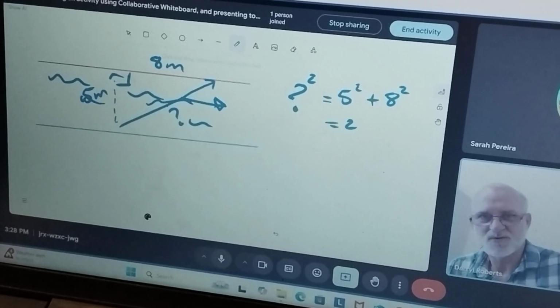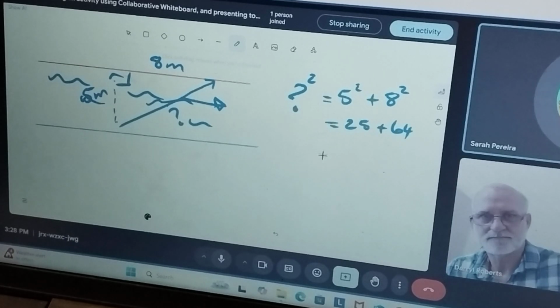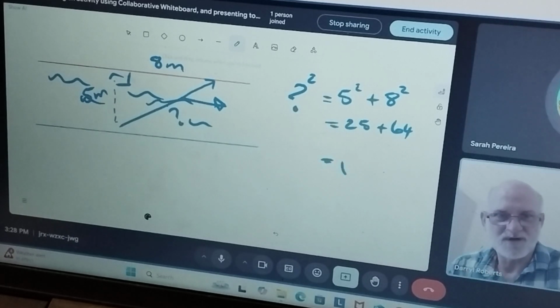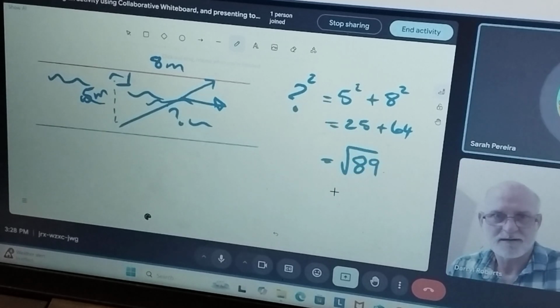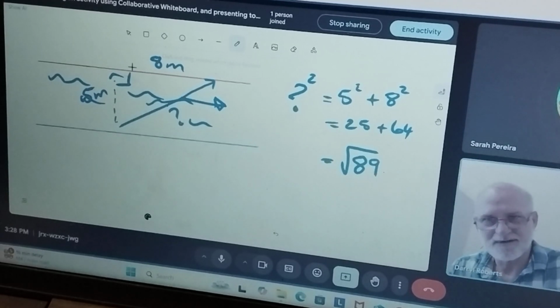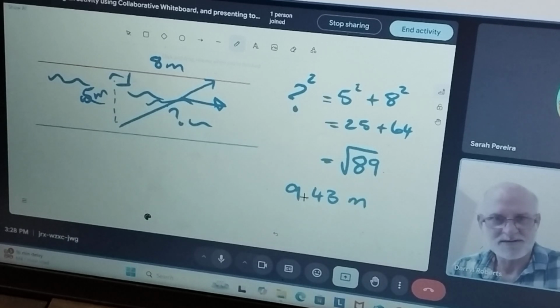Which is basically 25 plus 64. It just says 89. Does it give you the answer as the square root of 89? Oh, there you go, it gives me 9.43398. There you go. So instead of the 5 meters, you actually swam 9 point, we'll just round it off to 43 meters.